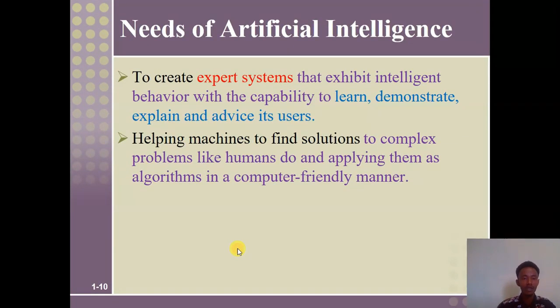So the another one is needs of artificial intelligence. So why we need artificial intelligence? Let me see. So the great need of artificial intelligence is to create expertise systems that exhibit intelligent behavior with the capability to learn, demonstrate, explain, and advise it to users.